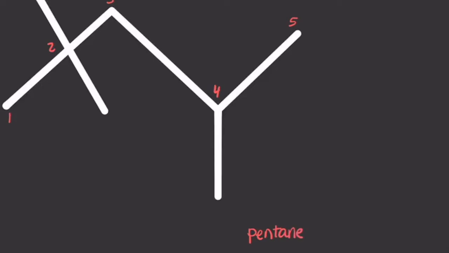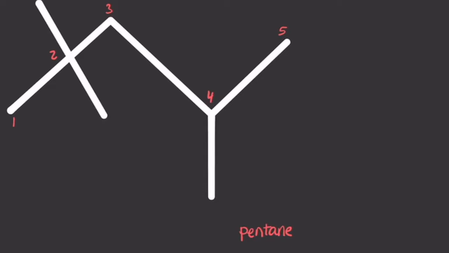And now we're going to look at our substituents. We have 2 methyls on the second carbon, so 1, 2. And on the fourth carbon, we have 1 methyl. So we have on carbons 2, 2, 4, 3 methyls, so tri for 3, trimethylpentane, and that's all one word.